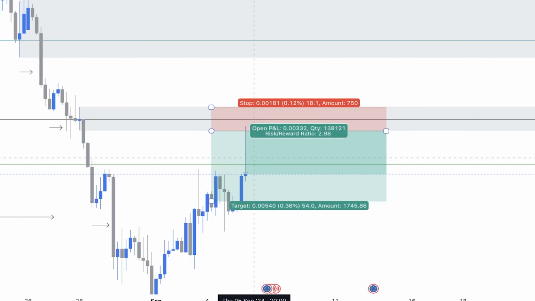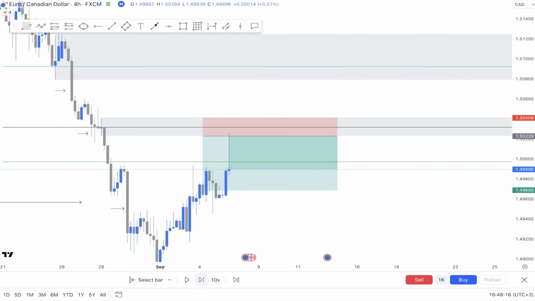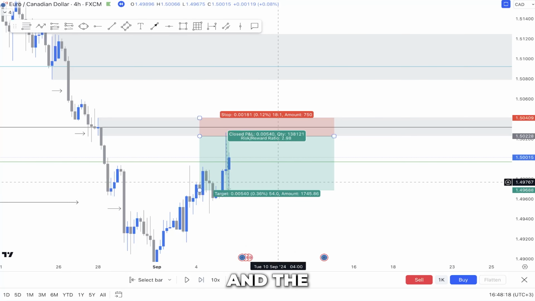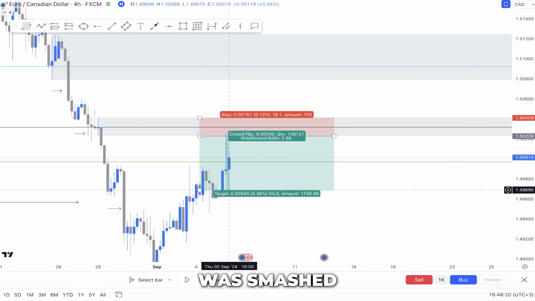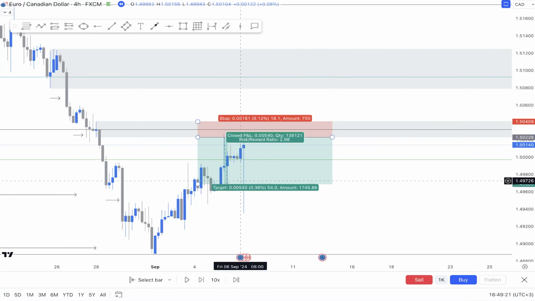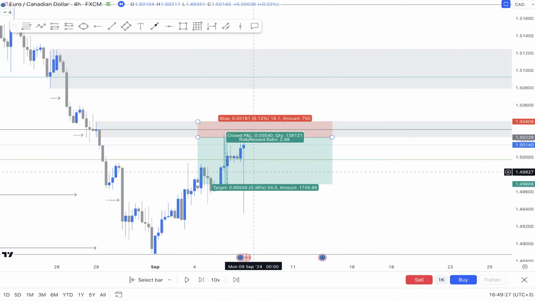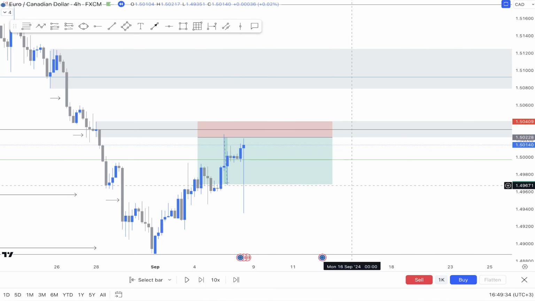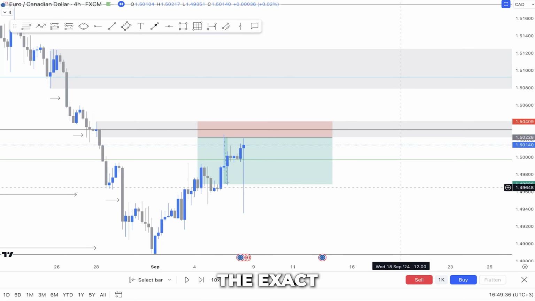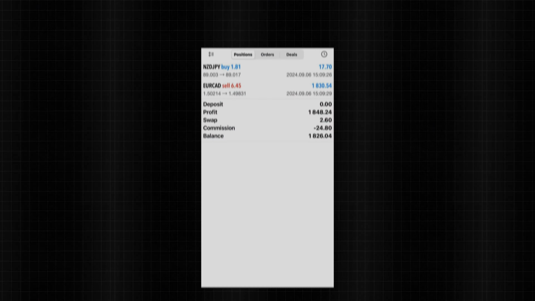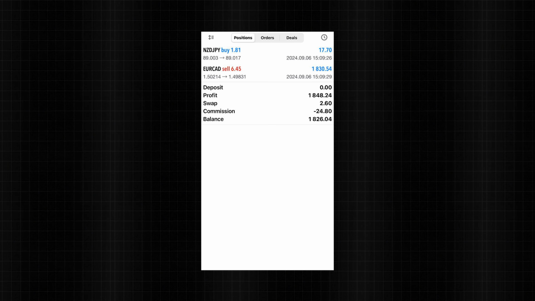Right here, the first two targets were smashed. Let's play the price. And the final one was smashed here. So we can see that it smashed our final target in 2 candles. This was a very beautiful trade. Once again, exactly what we were looking for. A tap in, straight reaction, and boom, straight to the targets. And this was the exact trade I took, and with it I made $1,800 in profits on my account.